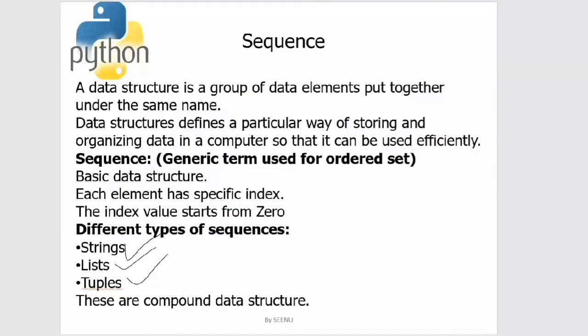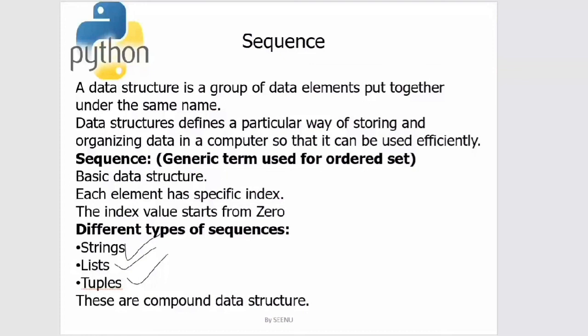No. Sequences are the generic terms used for ordered set, and there are certain rules for why it is a sequence. Each element has a specific index, and the index value starts from 0. And these are the basic data structures. What is a data structure? It's a group of elements put together under the same name. Data structures are used for organizing and storing the data, so that whenever you want to retrieve the data from the data structures, it is very efficient. You can retrieve it faster. So that's why we have data structures. It's a way of storing and organizing the data for fast retrieval.